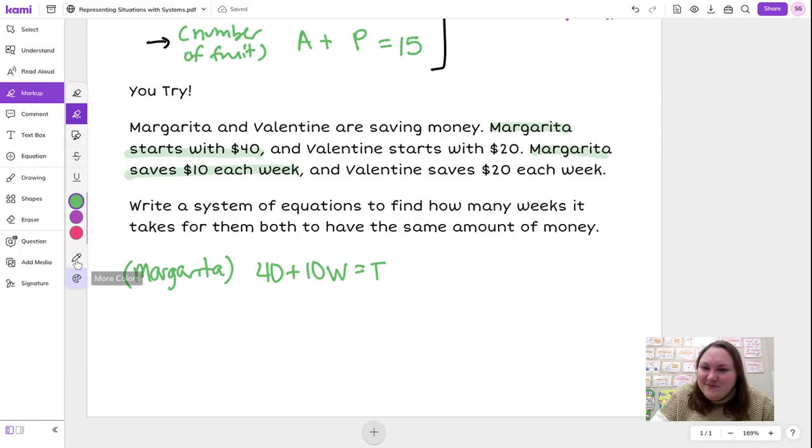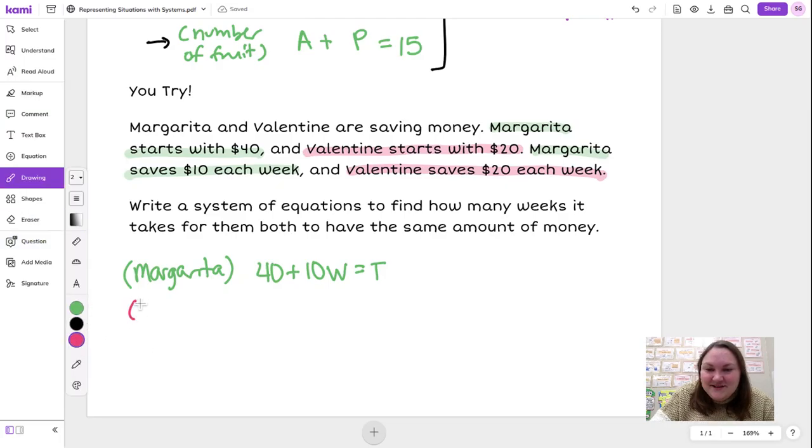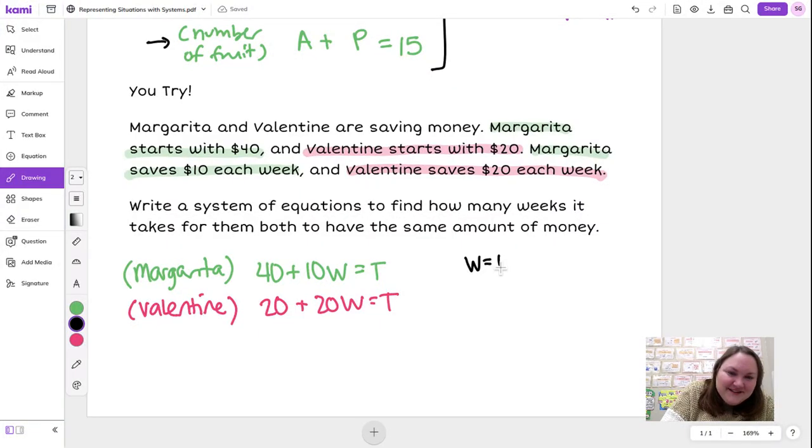The other group of information I have is Valentine. We've got Valentine starts with $20 and she saves $20 each week. So for my other equation, that's going to be describing Valentine. She is starting with $20 and she is adding $20 each week to get her total amount of money. Our variables here, W, we could say represents the number of weeks, and T represents maybe total saved, something like that.